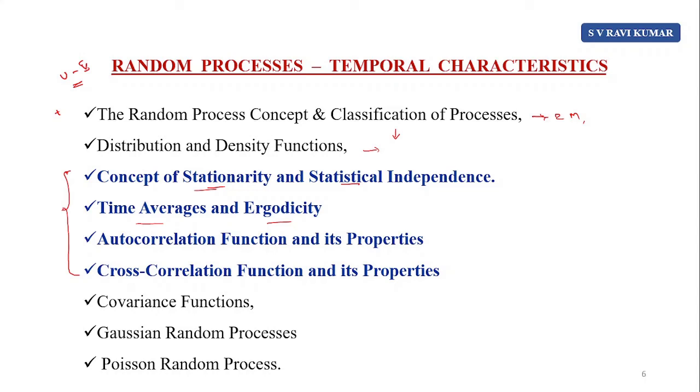After that, based on time average and ergodicity, you may go for the autocorrelation function and its properties, and the cross correlation function and its properties. These 4 concepts are very important and very easy concepts. You can apply practical concepts also to understand this. And based on the cross correlation function, you may go for the covariance function, which is very simple.